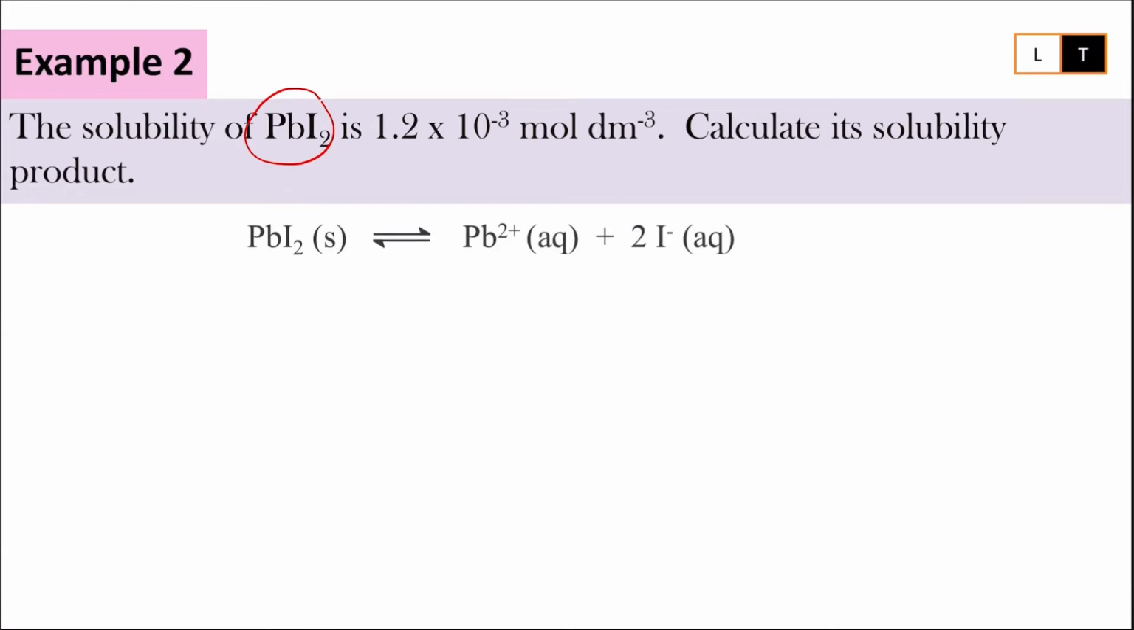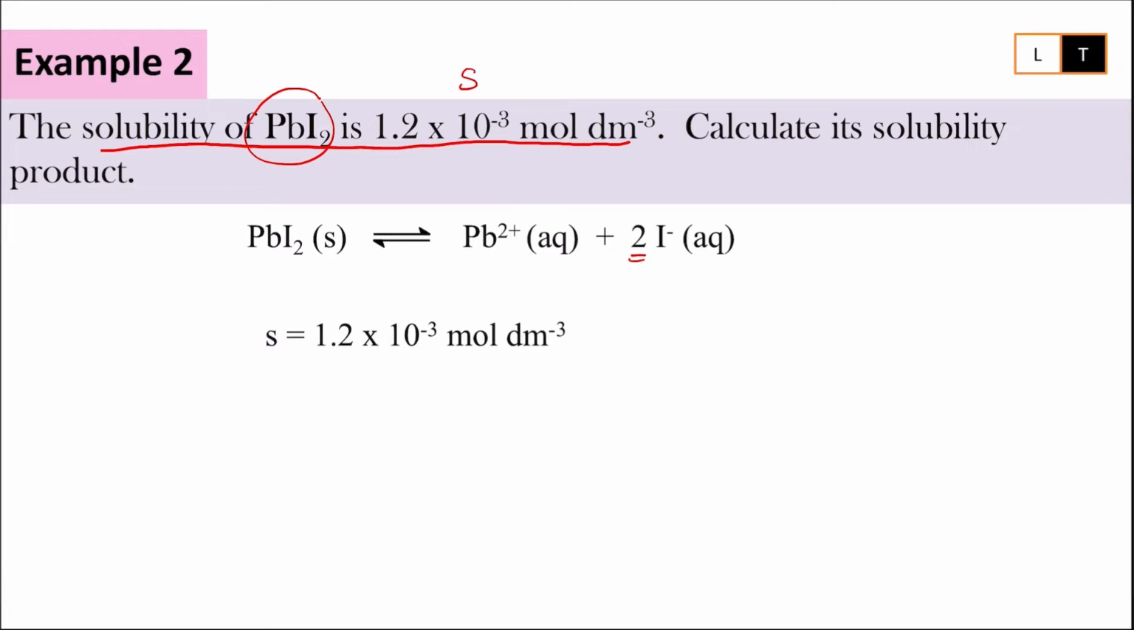ion. So saya akan dapat this equation di mana saya letak 2 dekat depan I- to make the equation balance. And the value yang diberikan dekat sini adalah merujuk kepada solubility, saya guna simbol S. Nilai S ini adalah 1.2 exponent negative 3 molar.